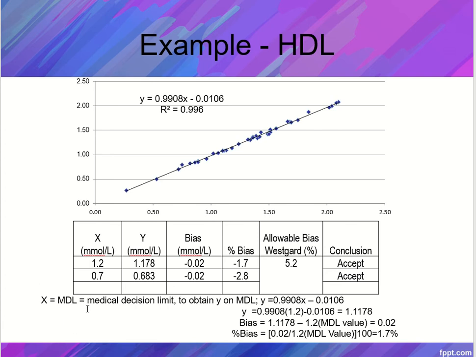Okay, remember this is the medical decision limit. It is the value which the doctor uses to make the decision, for HDL, whether the patient has a good HDL level or the level is very low for the patient.